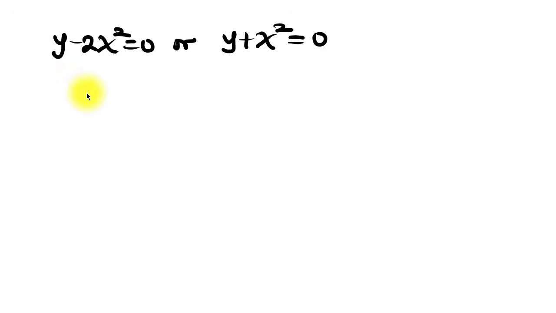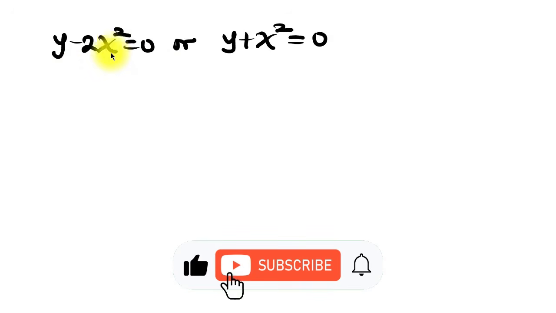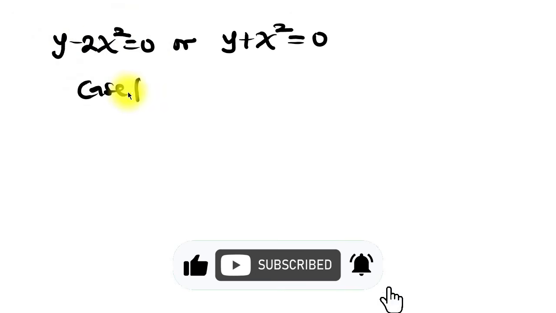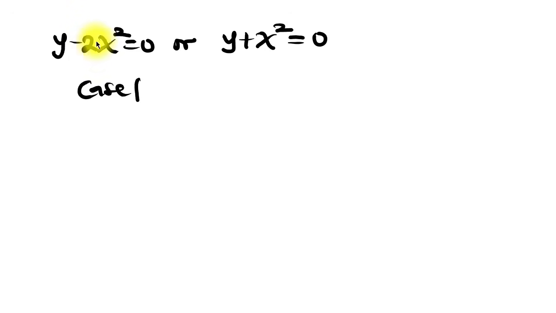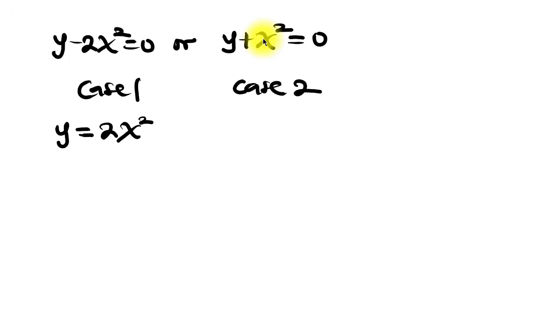Now for the first case, let's call this case 1. I'm going to be moving negative 2x squared to the right hand side. When we do that, we have y equal to 2x squared. That's for the first case. Now for the second case, let's call this case 2. I'm going to be moving x squared to the right. So this becomes y equal to, now when x squared crosses, it becomes negative x squared.